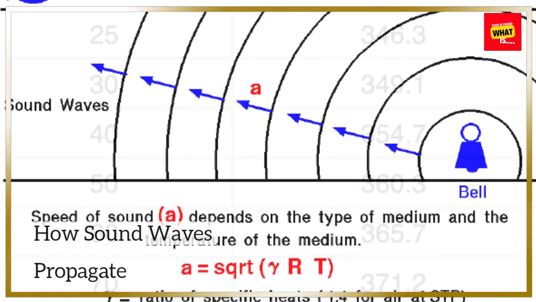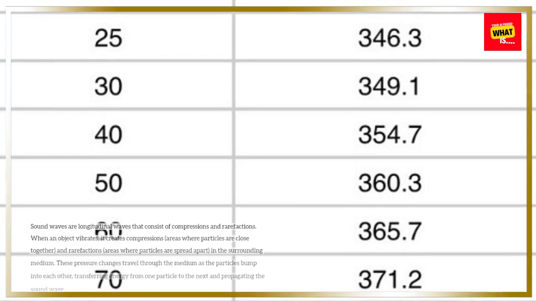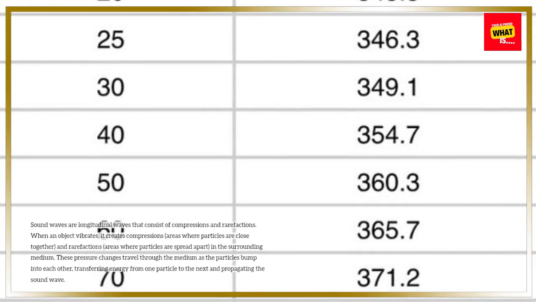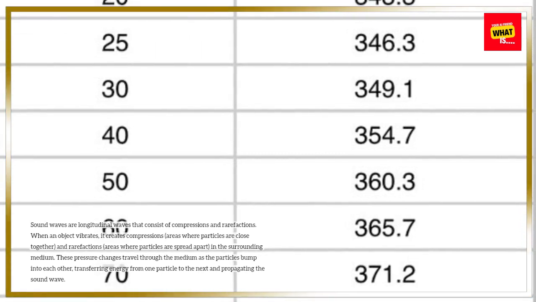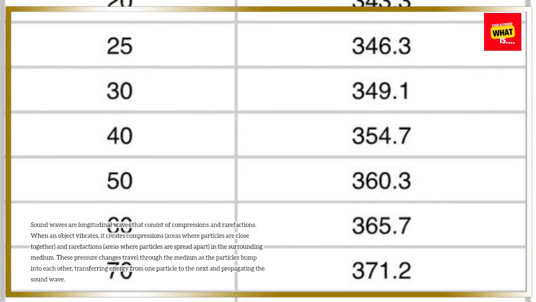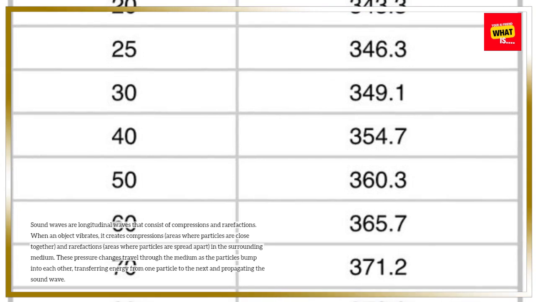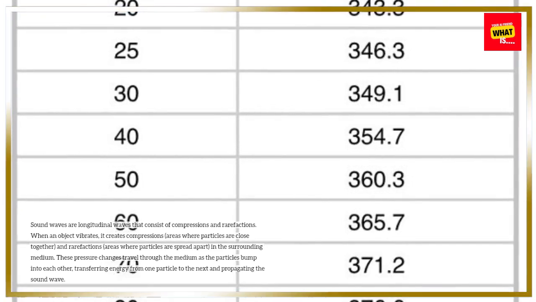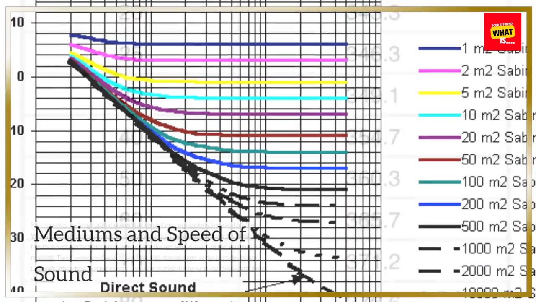How sound waves propagate. Sound waves are longitudinal waves that consist of compressions and rarefactions. When an object vibrates, it creates compressions, areas where particles are close together, and rarefactions, areas where particles are spread apart, in the surrounding medium. These pressure changes travel through the medium as the particles bump into each other, transferring energy from one particle to the next and propagating the sound wave.